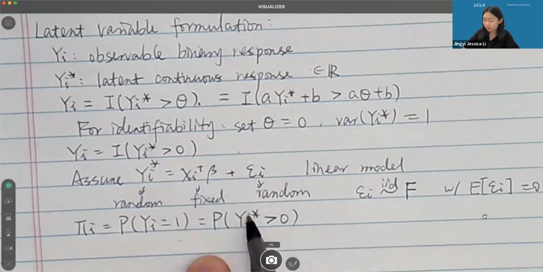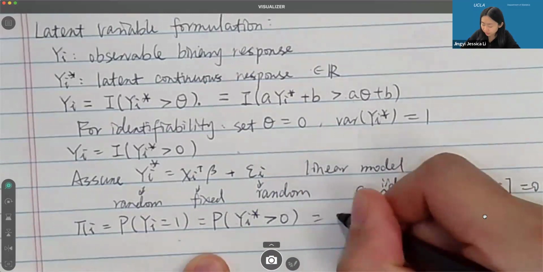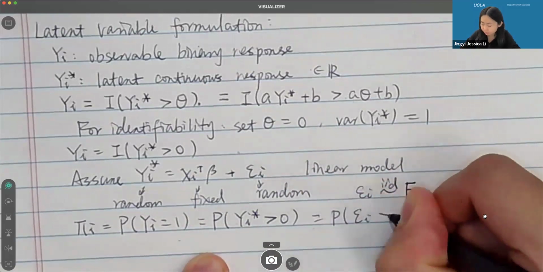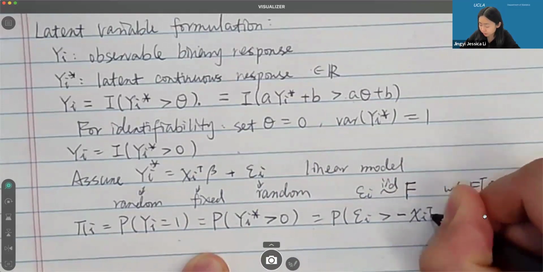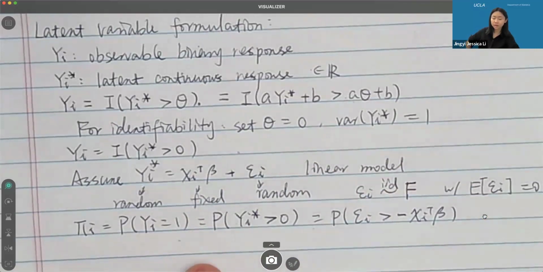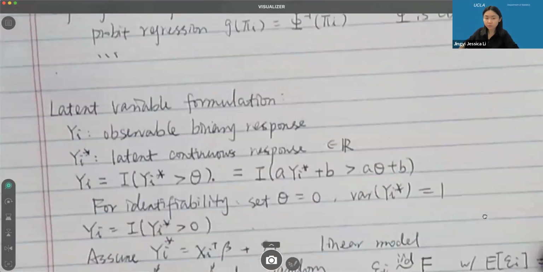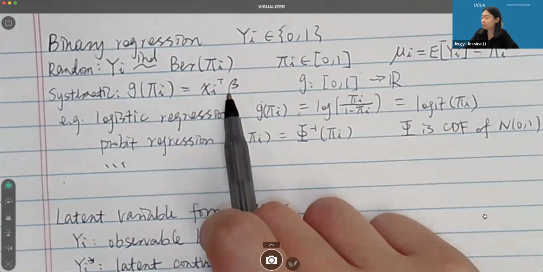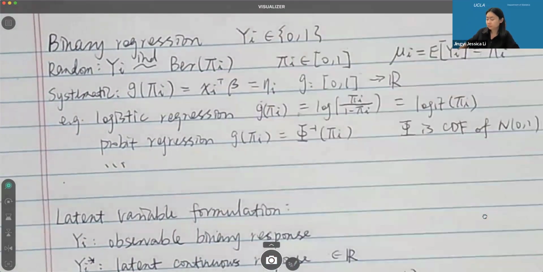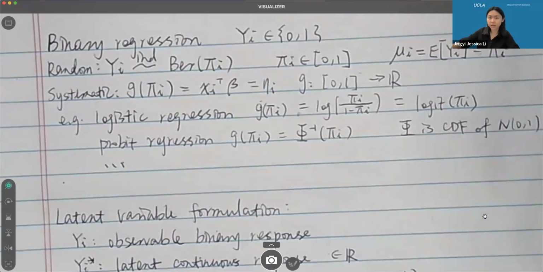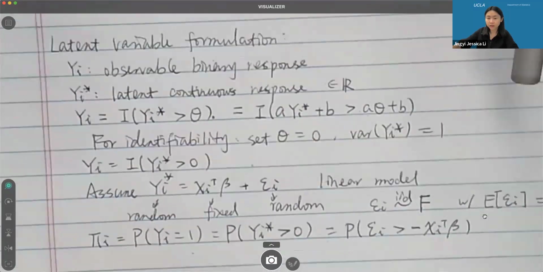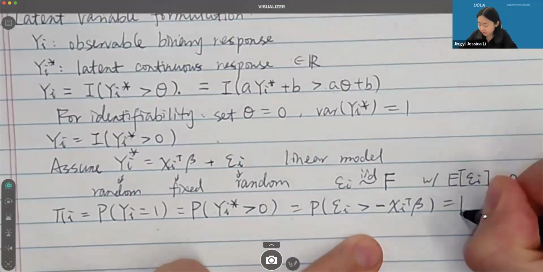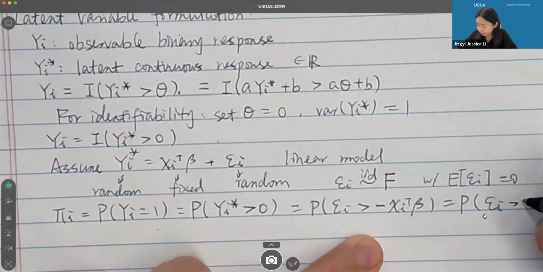Then we put in the linear model for yi star. It translates to epsilon I is bigger than negative xi transpose beta. It becomes this. And if we use the notation we have for the generalized linear model, remember, if I scroll back here, we give this a name. We call it the linear predictor. We call this eta I, just for simplicity. Xi transpose beta is eta I. Then coming back here, it is the probability that epsilon I is bigger than negative eta I.